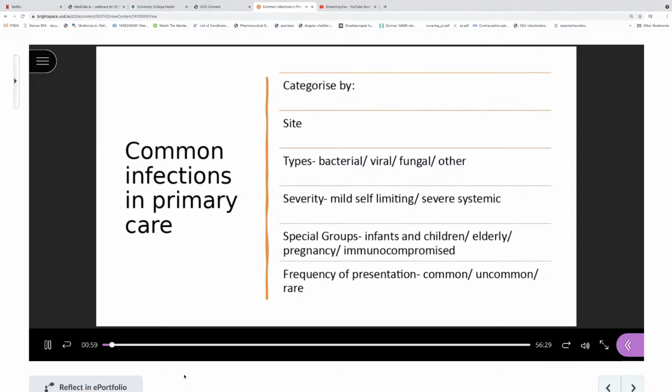We need to consider special groups with regard to infections, and these in particular are infants and children, the elderly, pregnant women, and immunocompromised individuals. We need to consider the frequency of presentation of certain infections, and of course here we are focusing on the common ones, but we must also bear in mind the less common ones, which may be the more severe or serious infections, and it's really important that we consider how not to miss those amongst all the more common and less serious ones.